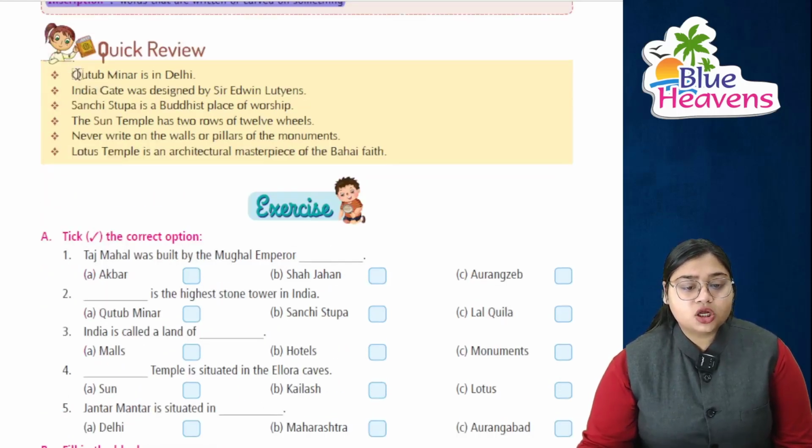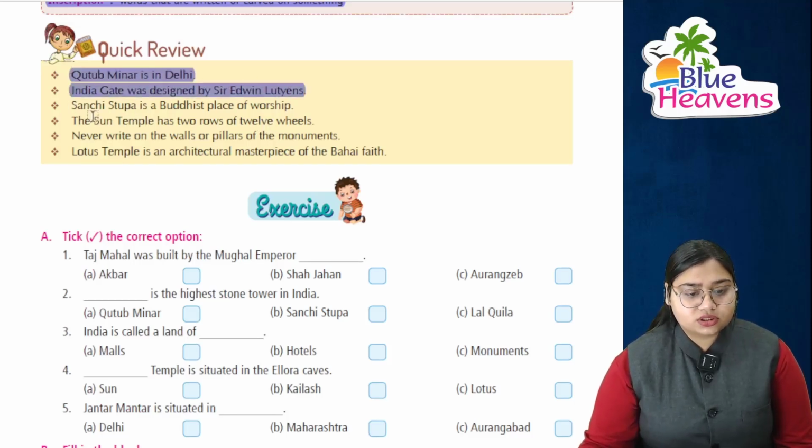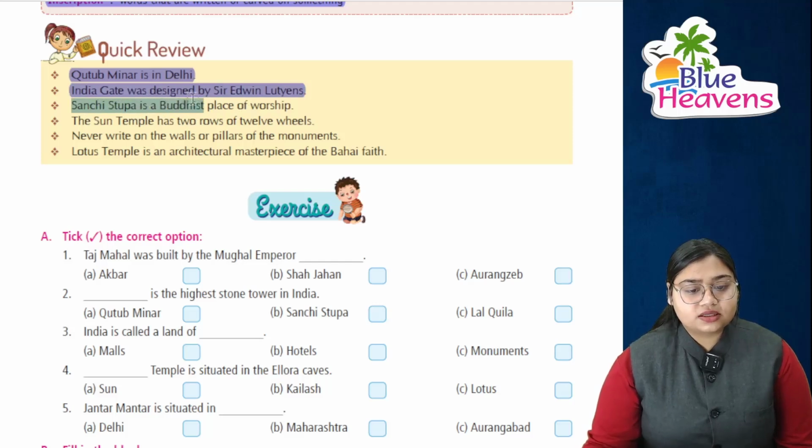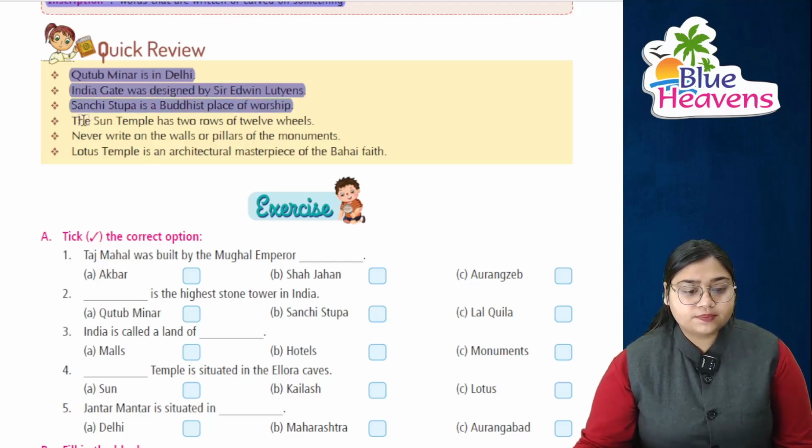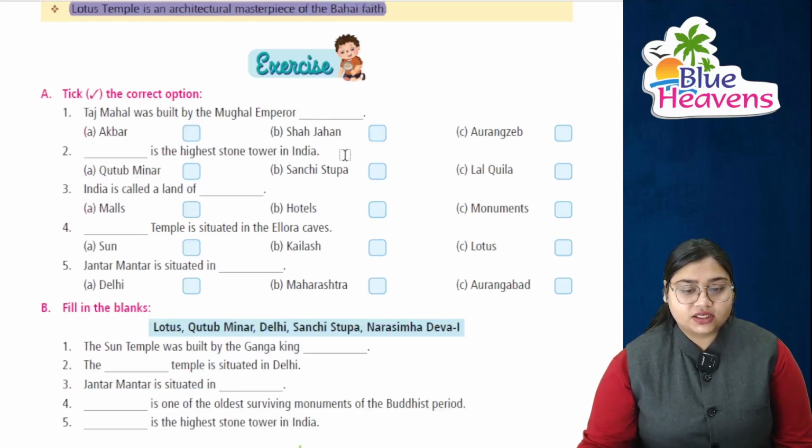Let's review the chapter. Qutub Minar is in Delhi. India Gate was designed by Sir Edwin Lutyens. Sanchi Stupa is the Buddhist place of worship. Sun Temple has two rows of 12 wheels. Never write on the walls or pillars of the monuments. And Lotus Temple is an architectural masterpiece of Baha'i faith.